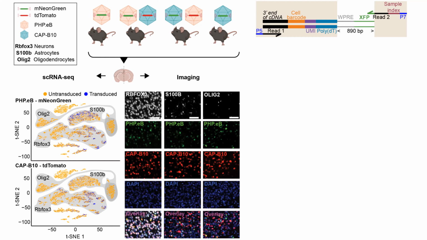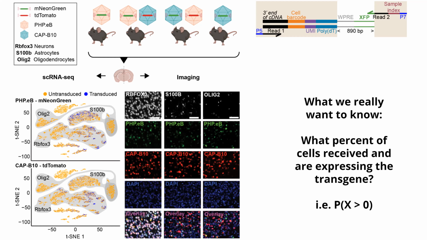The straightforward way might be, okay, any cell that has a transcript, we'll call that transduced, similar to how we do in imaging. If it's bright, we count it. If it's not bright, we don't. Because what we really want to know is not the expression rate, but what percent of cells are receiving the transcript and then expressing the transgene. And from a probability perspective, this is what is the probability that X is greater than 0.